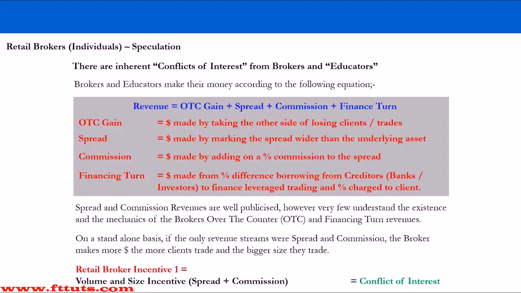They want you to speculate. And it's not just brokers, it's also educators. Educators make their money in the same way that brokers do, because they have contracts with the brokers that give them a percentage commission based on the volume and size that you trade.